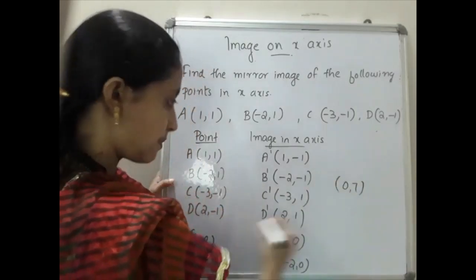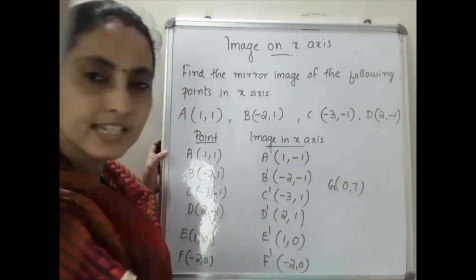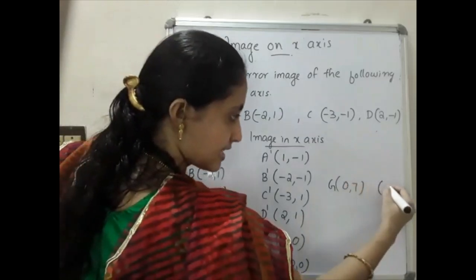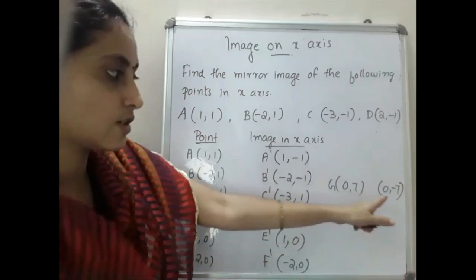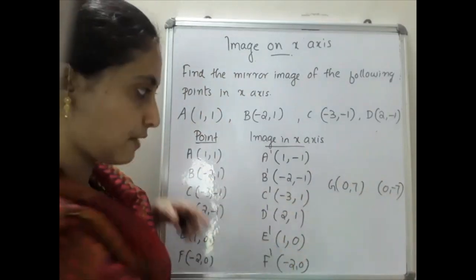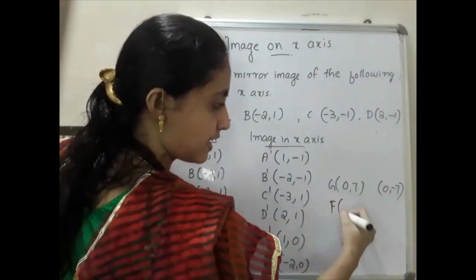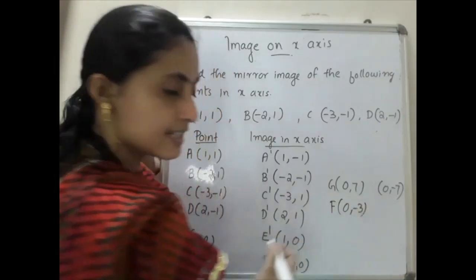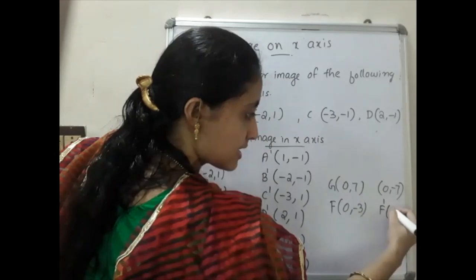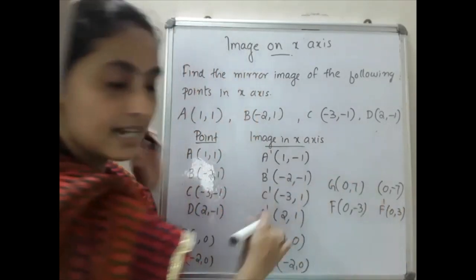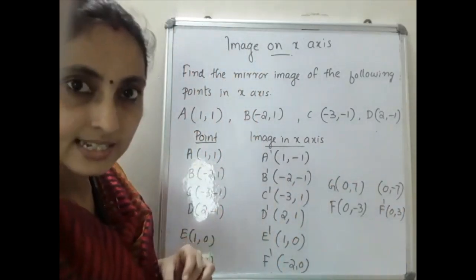What will be some point G? What is this mirror image? Yes, that is 0, minus 7. G dash will be equal to what? 0, minus 7. Okay. If it is F, that is 0, minus 3, what is its image? Yes. F dash will be equal to what? 0, 3. That is, y coordinate changes its sign.